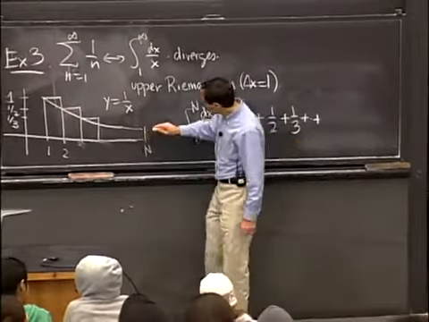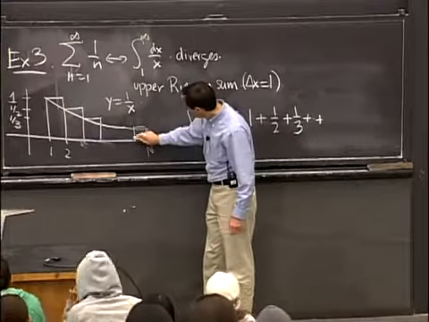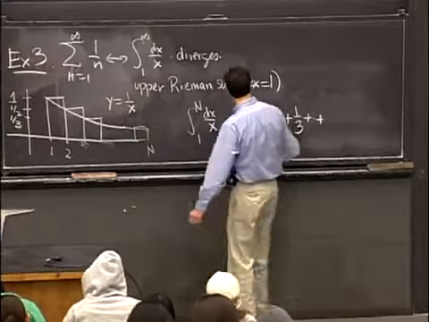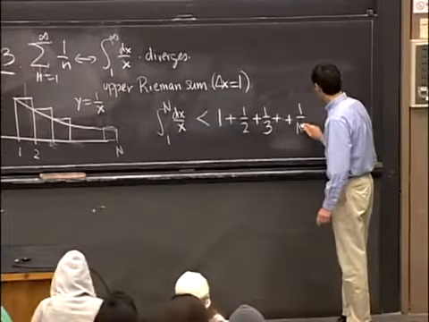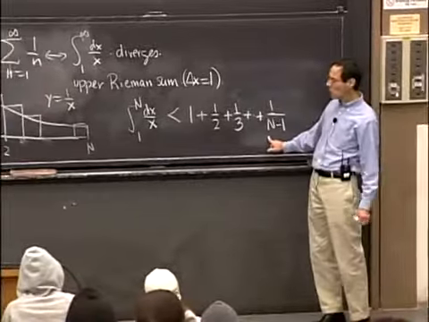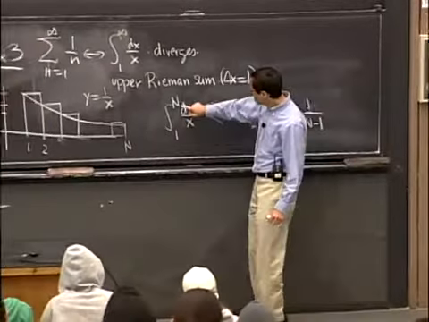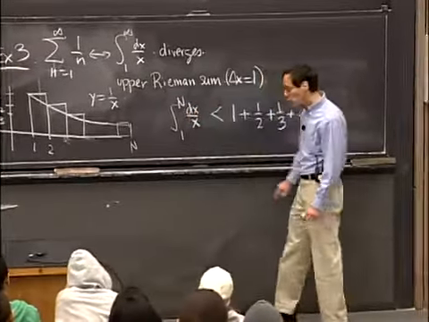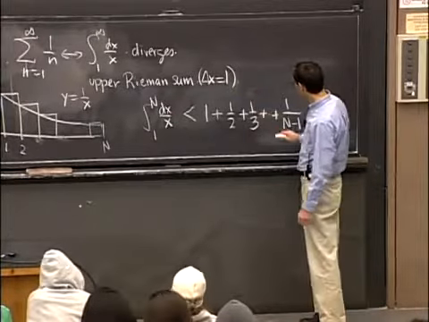But the last one starts at n minus 1. So it has 1 over n minus 1. There are not n boxes here. There are only n minus 1 boxes because the distance between 1 and n is n minus 1. All right, so this is n minus 1 terms.